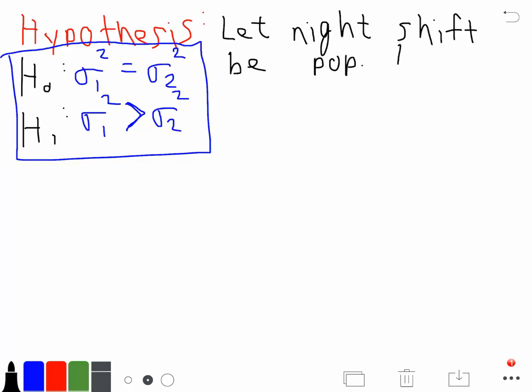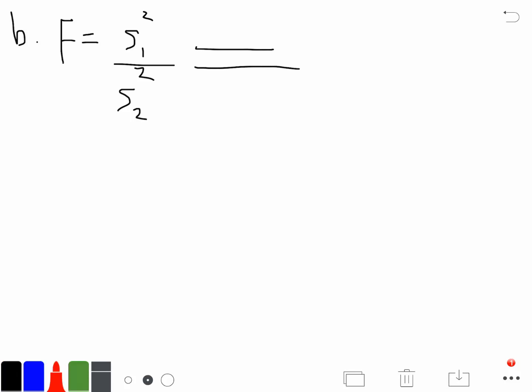Now that we have the hypothesis test, we can move on and do a test statistic. And by the way, that was part A, and the test statistic is part B. So we have F equals S sub 1 squared over S sub 2 squared, and this is our formula for this hypothesis test.